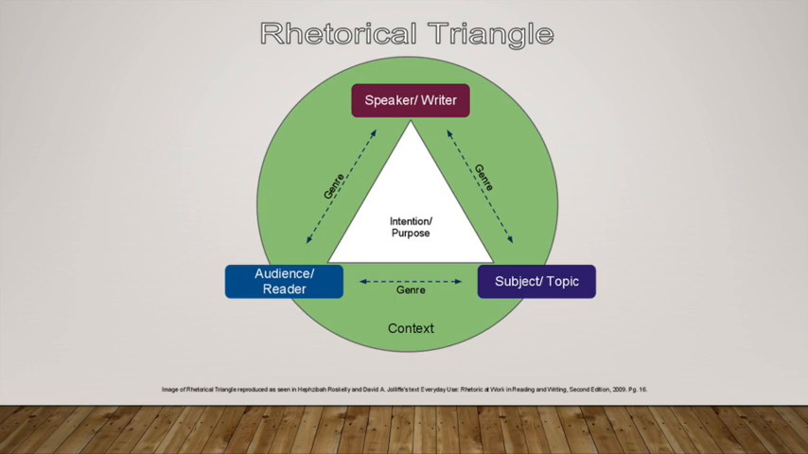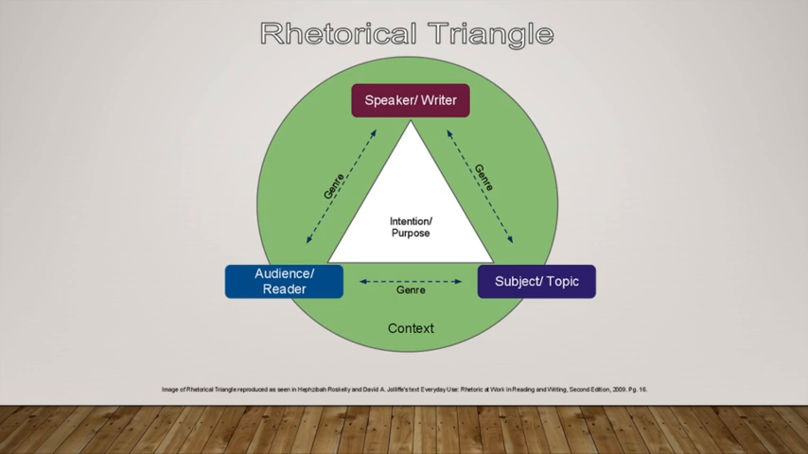You have the speaker or the writer, that's you, the person writing, and you come with your own lived experiences and context. You have the subject or the topic that you are writing about. You also have to consider the audience, who is going to be reading, who's going to be interacting with your writing or what you have composed. You also have the purpose or the intention. The why is this being written? Why does this need to be written?